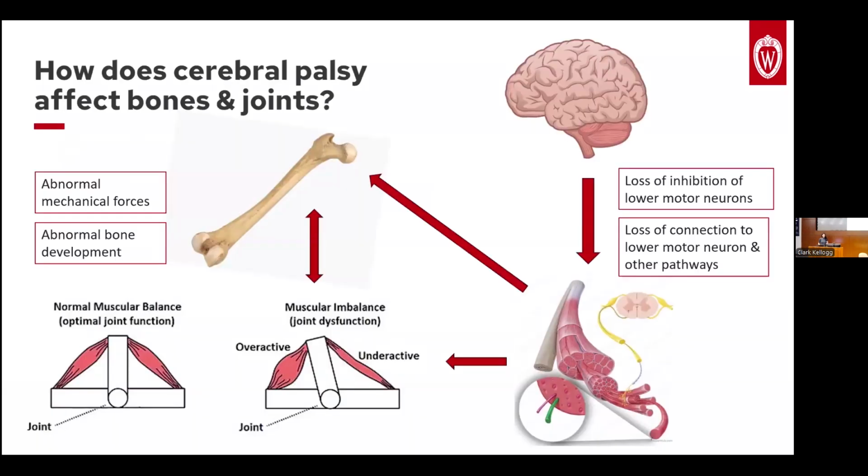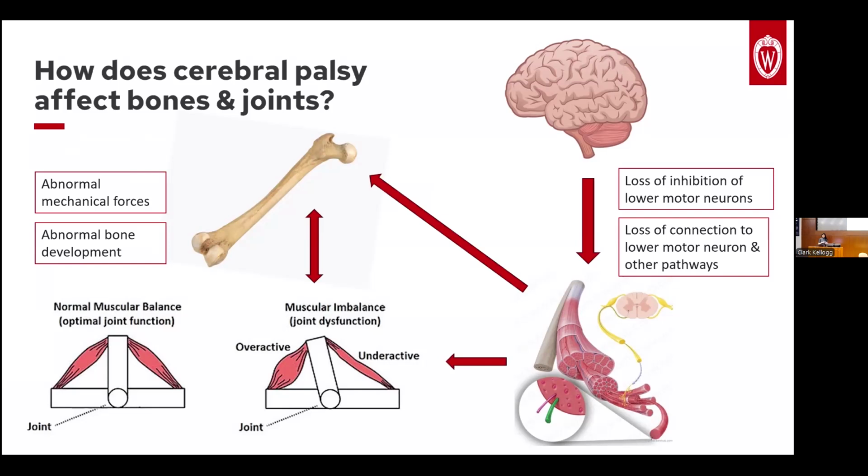We're going to start off with basic musculoskeletal pathophysiology. How does cerebral palsy affect your bones and joints? Number one, everything comes back to the brain. Because of a neurologic disorder in the brain, you have loss of inhibition of the lower motor neurons. You also have a loss of connection to your lower motor neurons and other pathways. And this results in essentially loss of motor control and weakness, and also can result in other muscular movement disorders like dystonia.